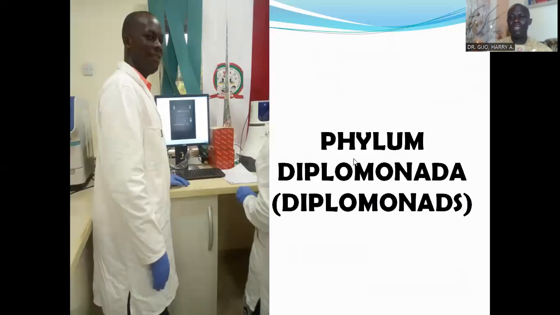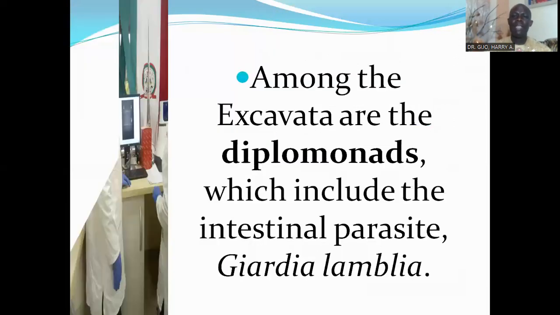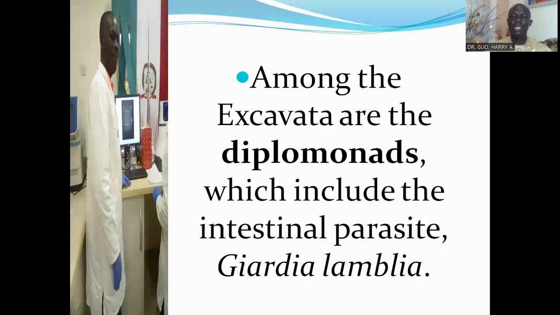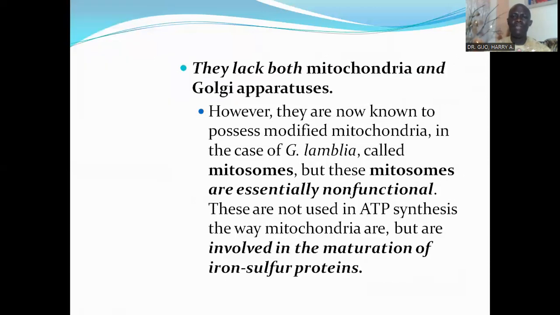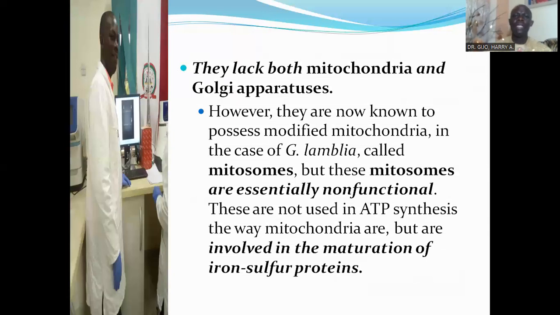The next type of flagellate protozoans we want to look at are those in the phylum Diplomonada, the diplomonads. Among the excavates are the diplomonads, which include the intestinal parasite Giardia lamblia. They lack both mitochondria and Golgi apparatuses.